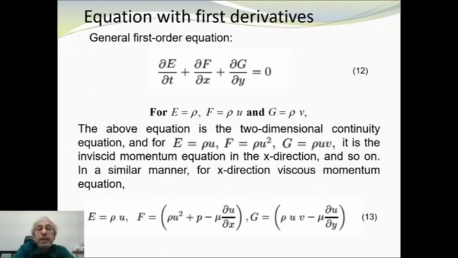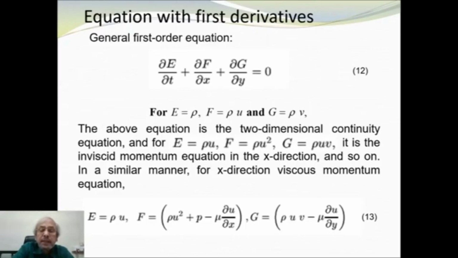Now, general first order equation we can write as dE/dt plus dF/dx plus dG/dy equal to 0. For E equal to rho, F equal to rho u, and G equal to rho v, the equation will be obviously the continuity equation. And if E equal to rho u, F equal to rho u square, and G equal to rho u v, then this will be the inviscid momentum equation in x direction.